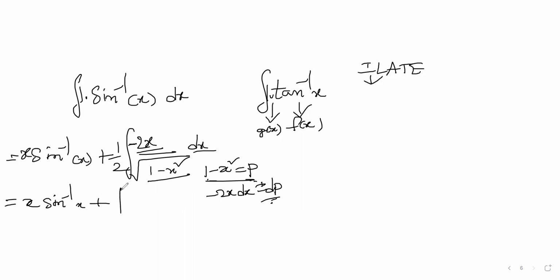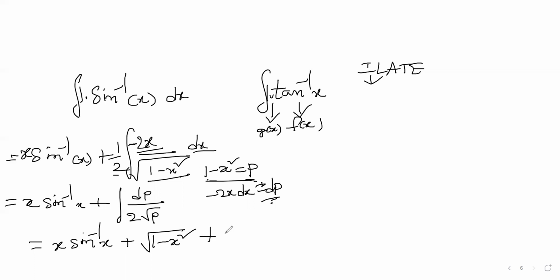plus the integral of 2x dx, which is assumed dp, divided by 2 root p, with the 2 multiplied inside, is what I have. And then I have x sine inverse x plus 1 by 2 root p, which is root p. So what is p? The p part is 1 minus x square. Just plug that in. That's the answer for you, right?